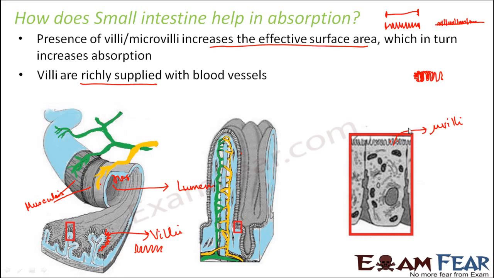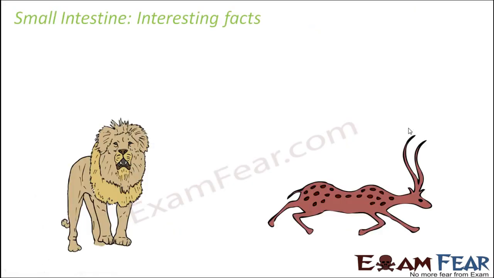Now the villi are closely associated with, or richly supplied with, blood vessels. Once they absorb the nutrients from the food, they are passed on to the blood vessels, and then the blood vessels carry the nutrients to different parts of the body. So now, to conclude our discussion on the small intestine, I hope you have understood whatever we have discussed about the small intestine, because this is the most important part which actively participates in digestion as well as absorption.